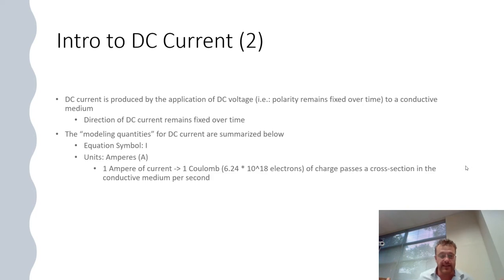So what else can we say about DC current? Well, you produce DC current through the application of DC voltage. That's probably not surprising to you. So if you have a DC voltage whose polarity is always staying the same over time, this node is always that much higher than that node, that means it's going to push or drive a DC current through the load. So that direction will stay the same over time.